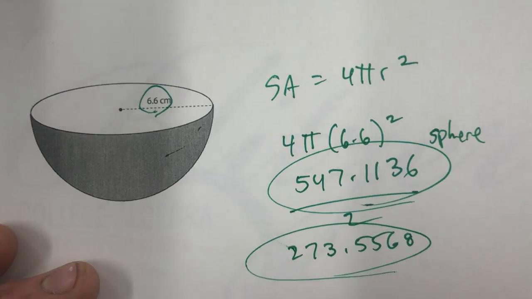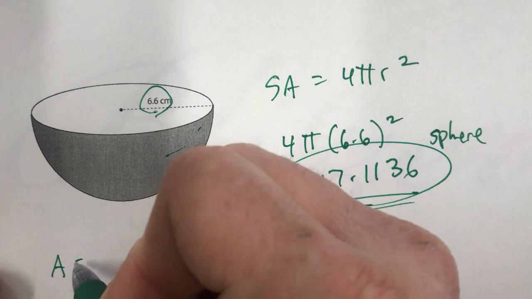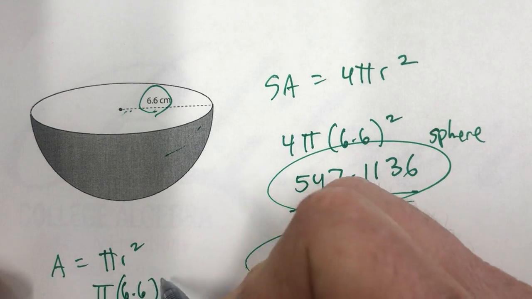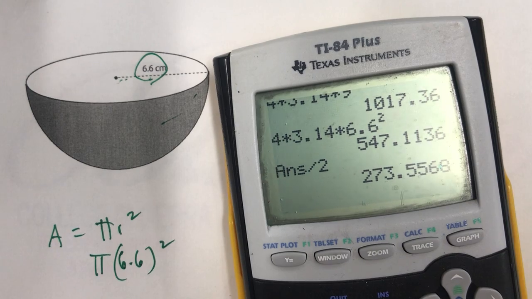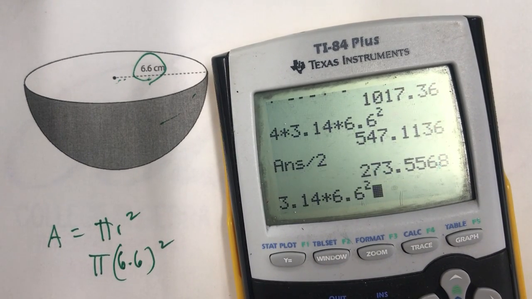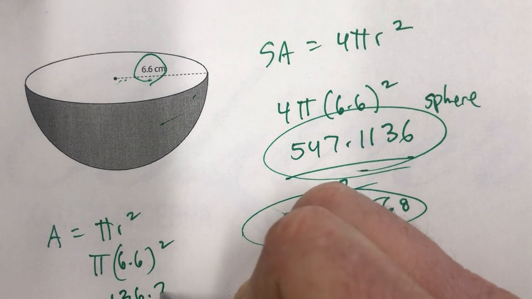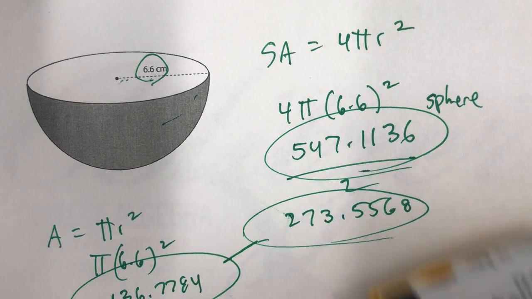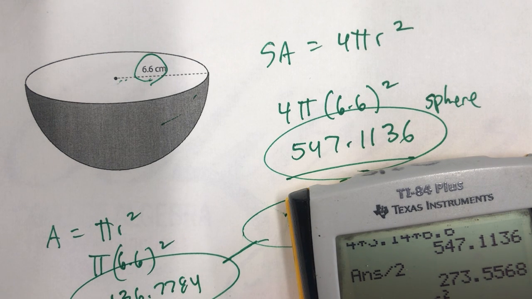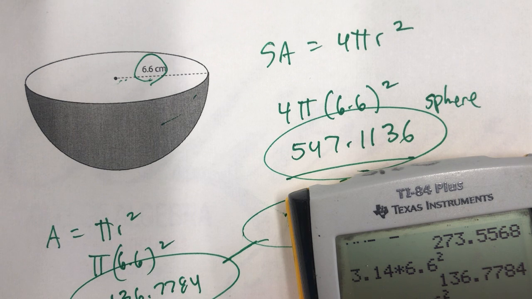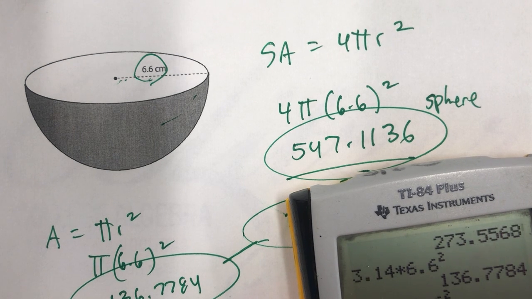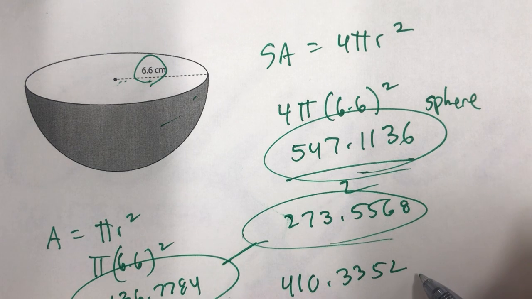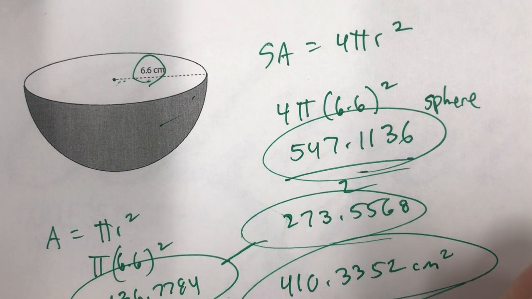Now we still have this circle on top, so I need to find the area of that circle. So remember, area of a circle is pi r squared. So for this circle, the white part, I got to do pi times 6.6 squared. All right, so 3.14 times 6.6 squared is 136.7784. Okay, now I got to add them two together. All right, 410.3352, and this is in centimeters squared. And there's my answer right there.